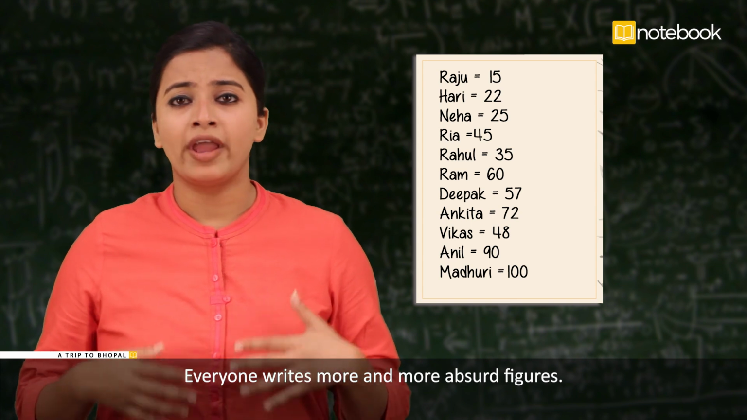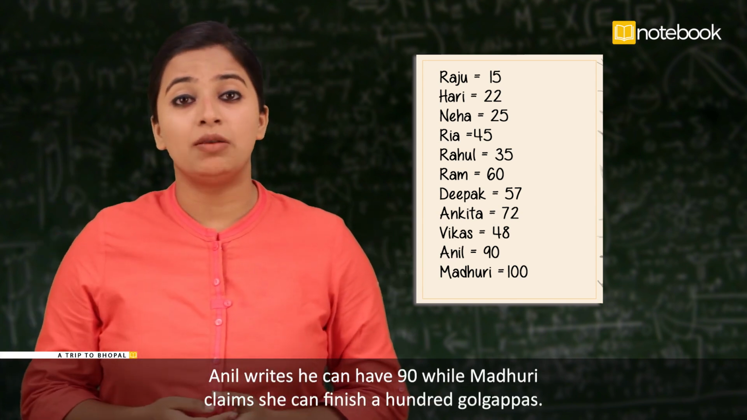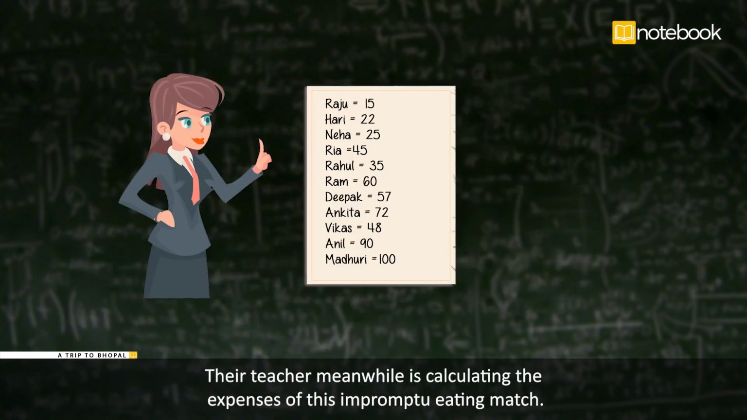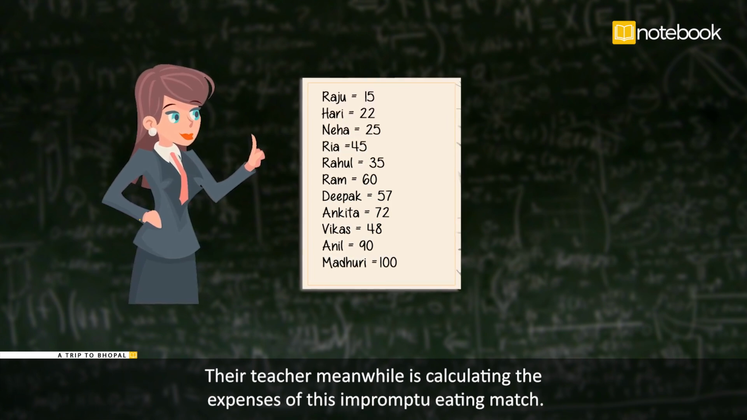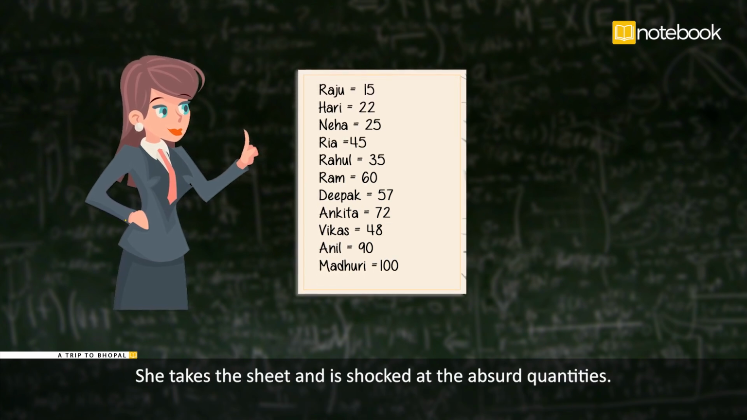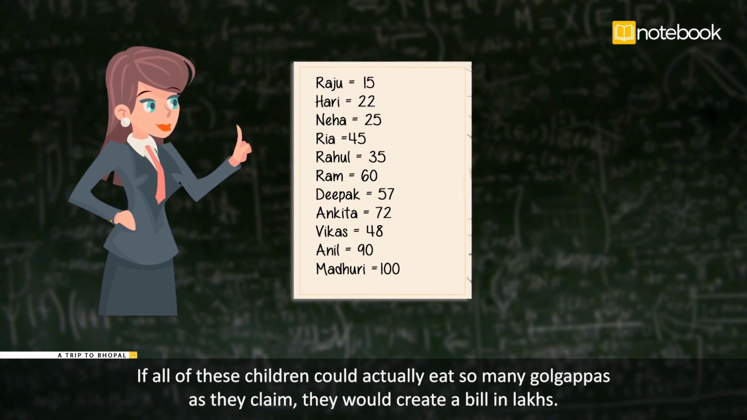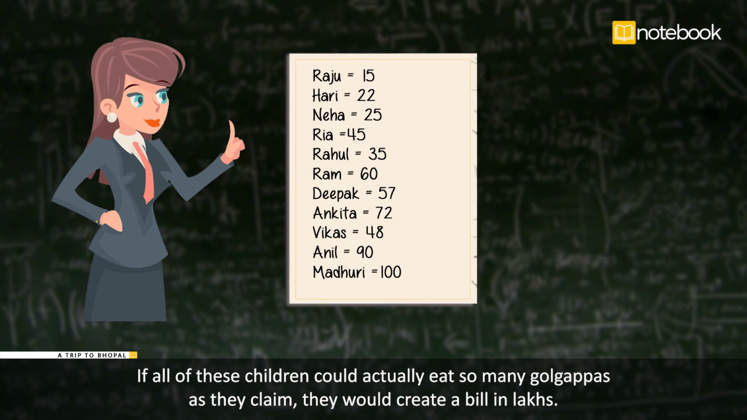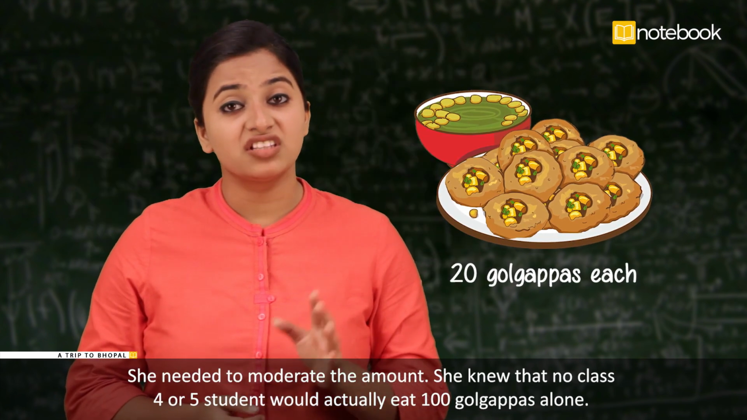Everyone writes more and more absurd figures. Anil writes he can have 90, while Madhuri claims she can finish 100 Golgappas. Their teacher, meanwhile, is calculating the expenses of this impromptu eating match. She takes the sheet and is shocked at the absurd quantities. If all of these children could actually eat so many Golgappas as they claim, they would create a bill in lakhs. She needed to moderate the amount.